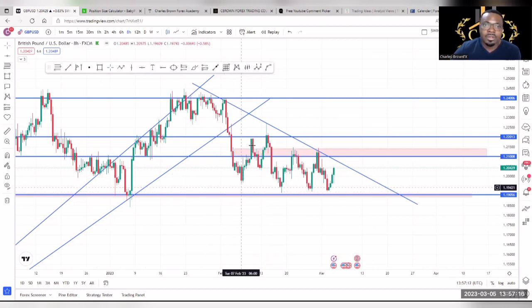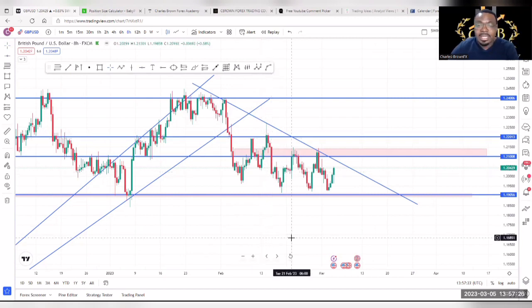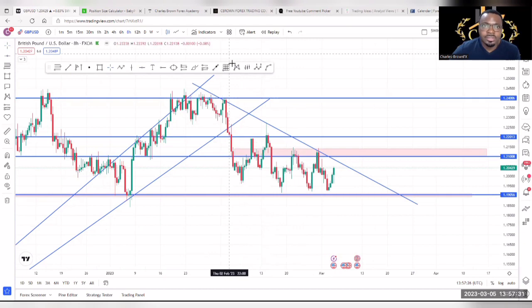And then what happened? It created a lower high. So we see the market price created a lower high right there, dropped, pushed up, and created a new high, and then dropped again and pushed down, creating a structure. So we have a rejection here, and a rejection here.